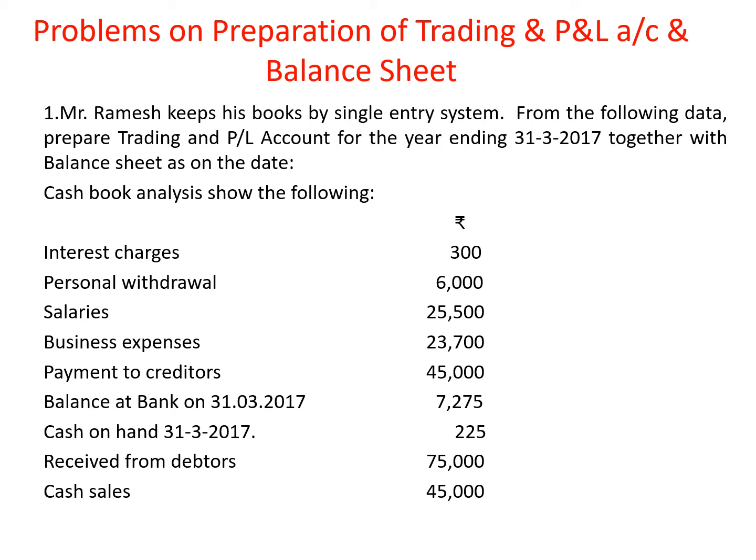Next, received from debtors 75,000. You know that received from debtors will be taken one place in the debtors account as by cash. This goes to debtors account. The other place is cash account, debit side to cash. So cash is received from the debtors. Two places are debtors account and cash account.